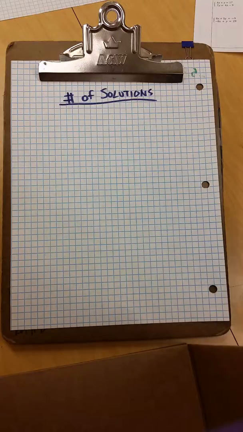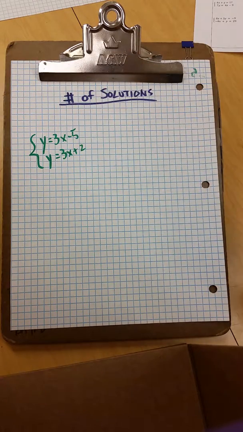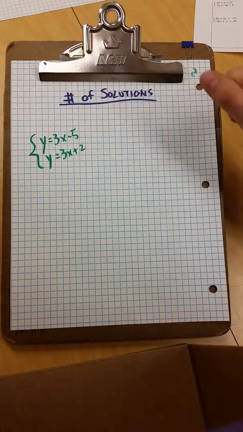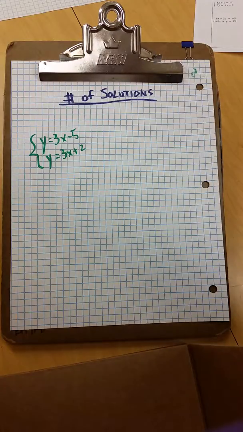Let's practice determining the number of solutions in a problem or a system. In a system like this, we first notice that it's already in y equals mx plus b form. That makes it very easy because we know the slope already and the intercept. We see the slope on both lines is 3.